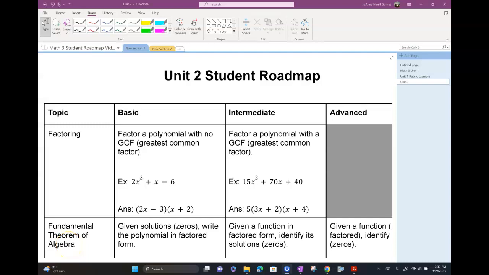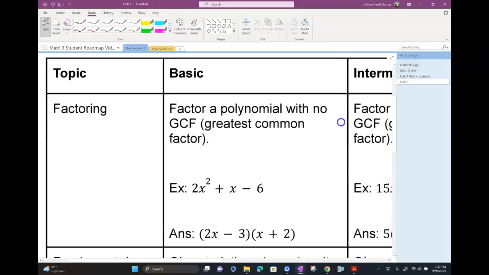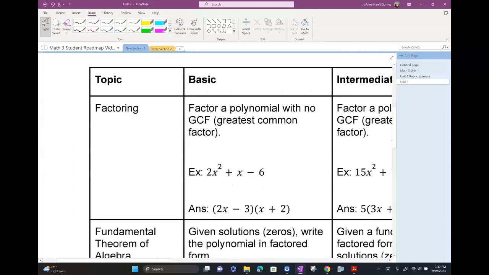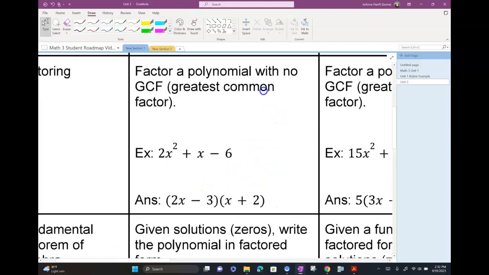Hello, this is the Unit 2 student roadmap, and first up we are doing factoring. This first column is factoring a polynomial with no GCF, or no greatest common factor. So that means we can't take out anything for this.